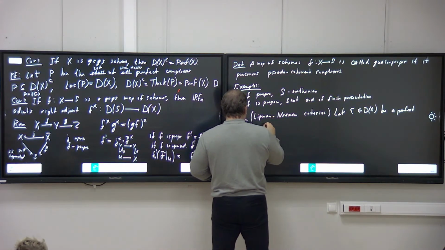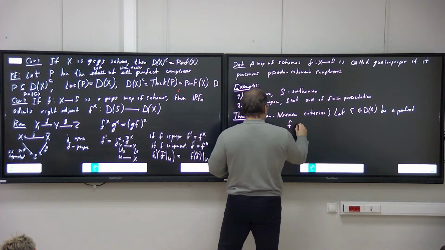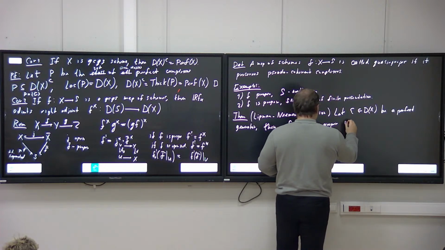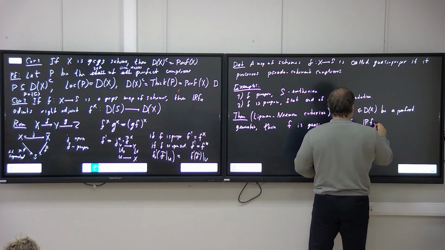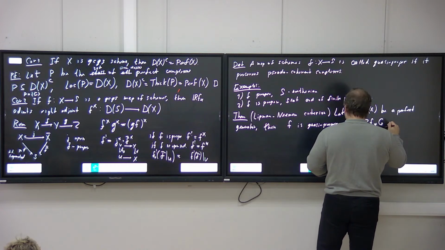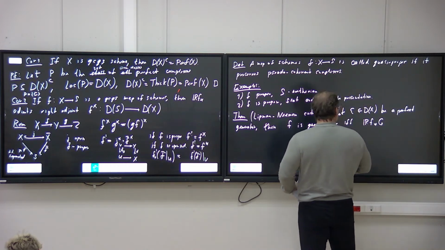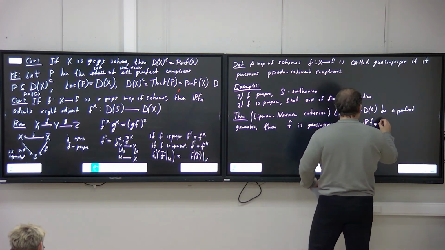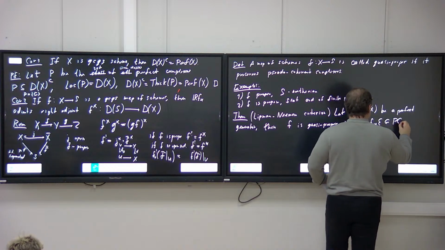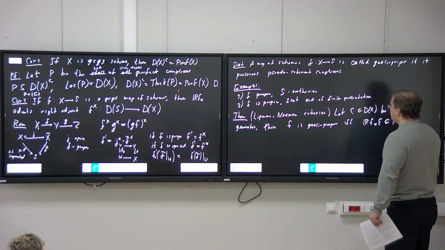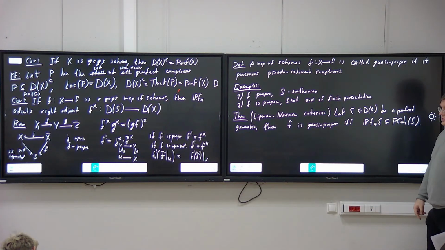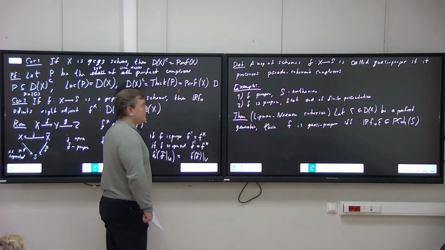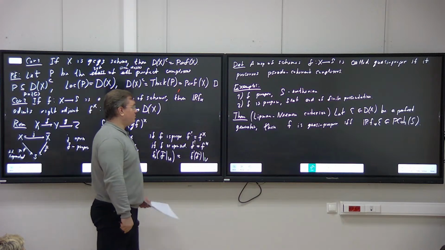Then f is quasi-proper if and only if you take the push forward of the generator and you get something pseudo-coherent on S. So it's actually enough to check this only on one object, on the generator. Of course, in one direction that's trivial, because this is a perfect object and in particular pseudo-coherent. In the other direction it is highly non-trivial.